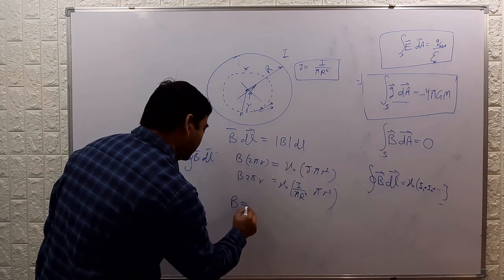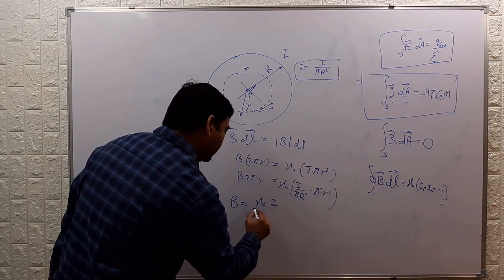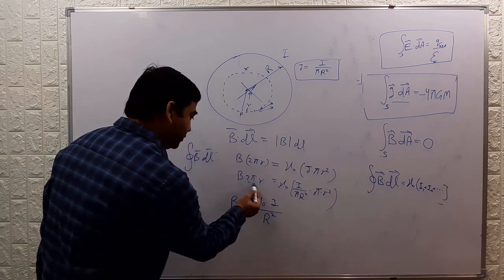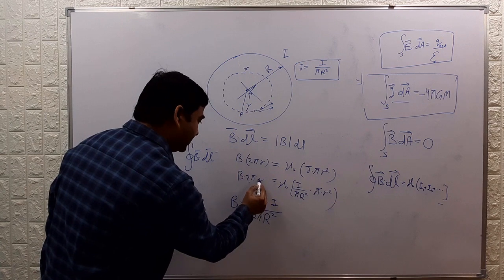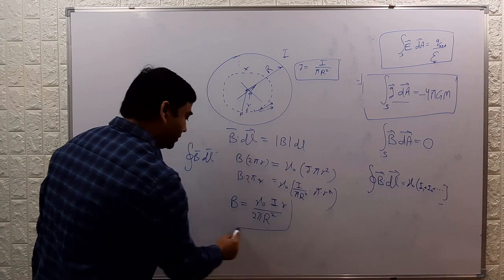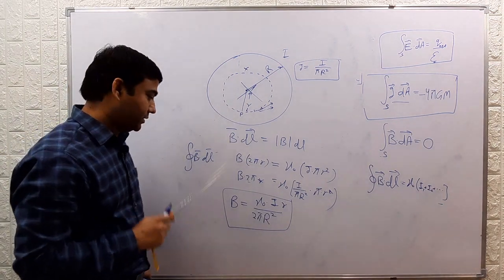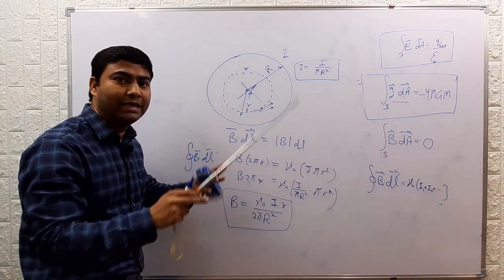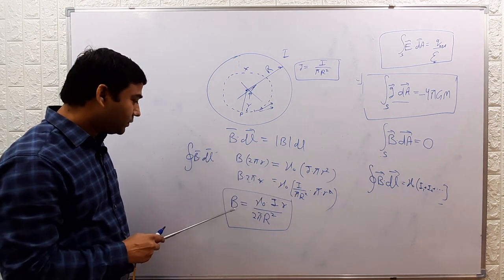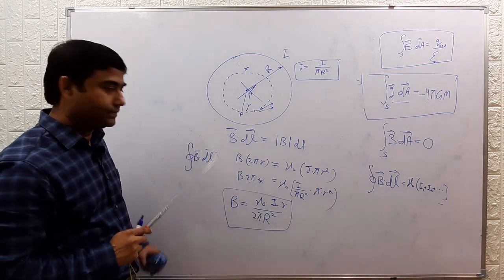So here you can write B, inside the wire, is equal to mu 0 into I divided by capital R square. The 2 pi you can write here, and this r you can cancel against the square, so here you can write small r. So this is the magnetic field inside the wire carrying current, if we assume the current is uniformly distributed across the cross section of the wire: B equals mu 0 I small r divided by 2 pi capital R square.